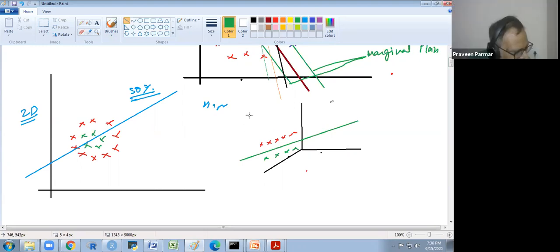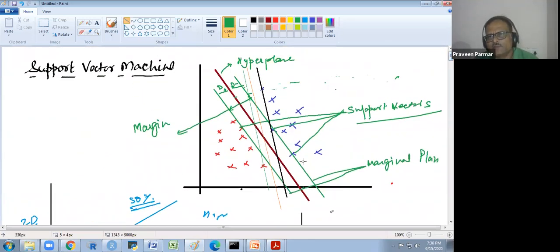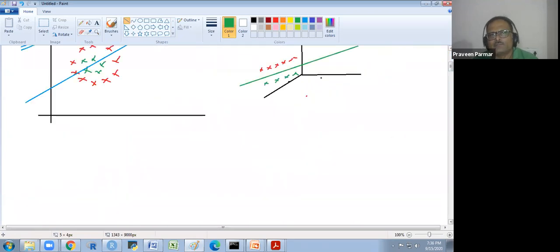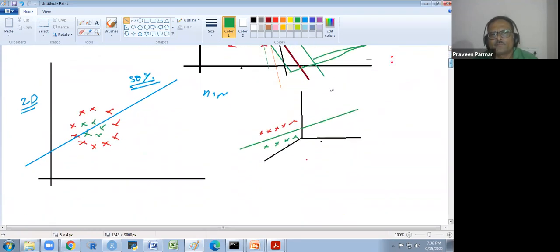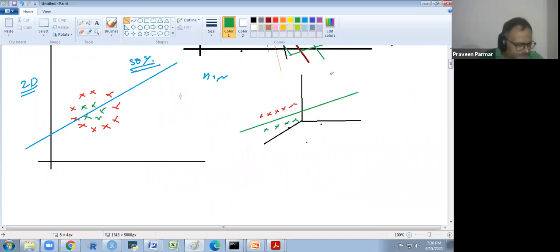So these are the basic concepts. We have understood what support vectors are, what a hyperplane is, what marginal distance is, which should be maximum, and what linear separable means. So this is linear separable. This is not linear separable, so it is non-linear separable. So we will take this to high dimension.